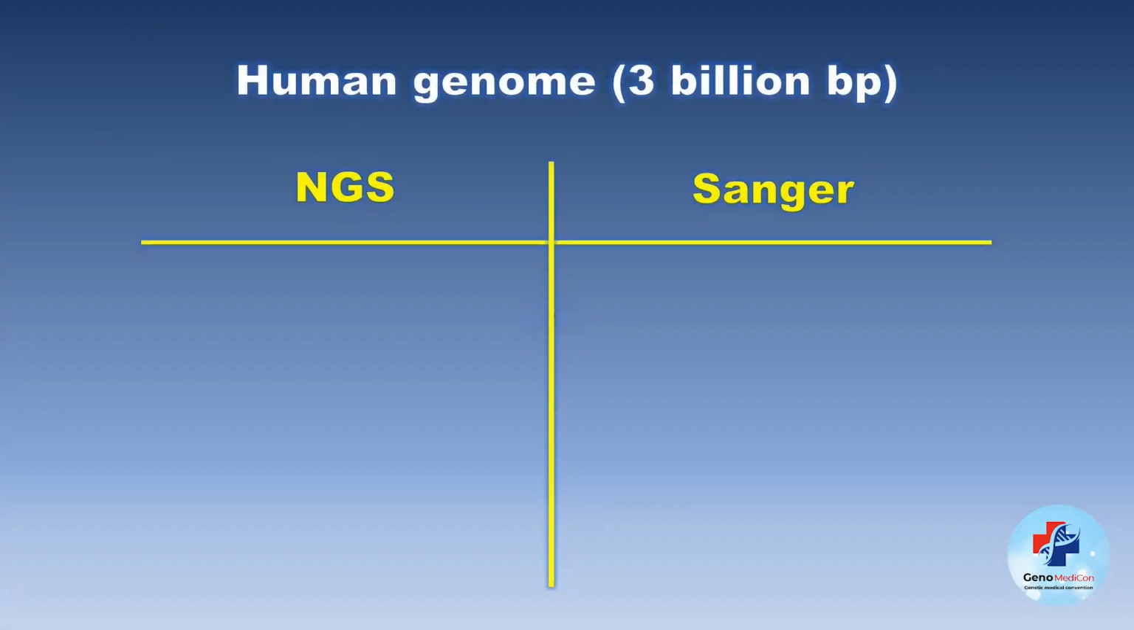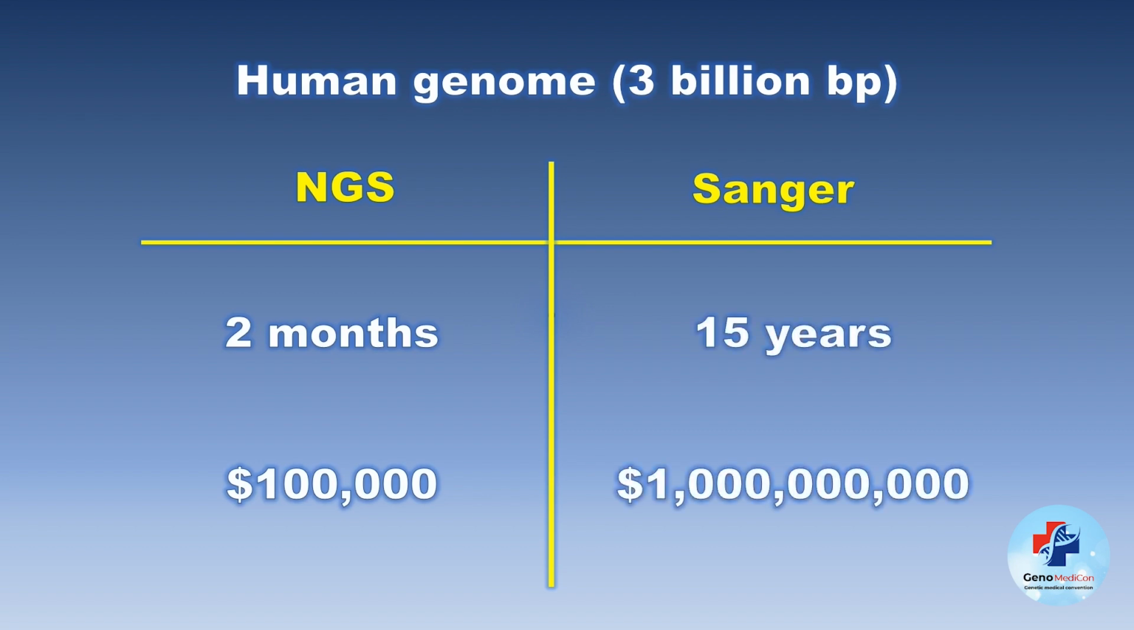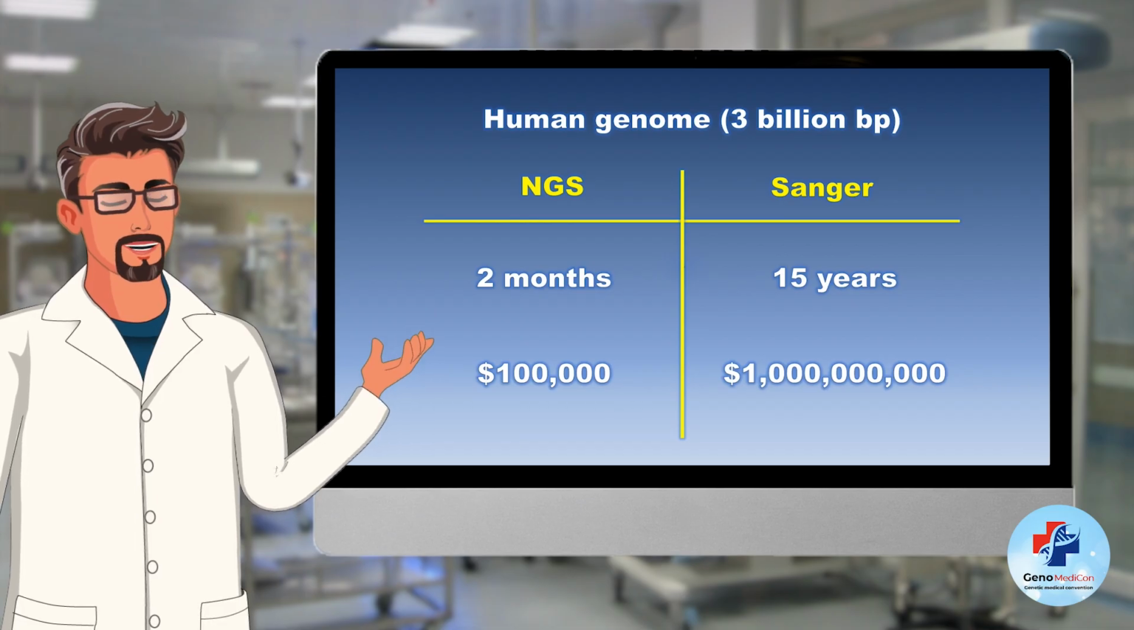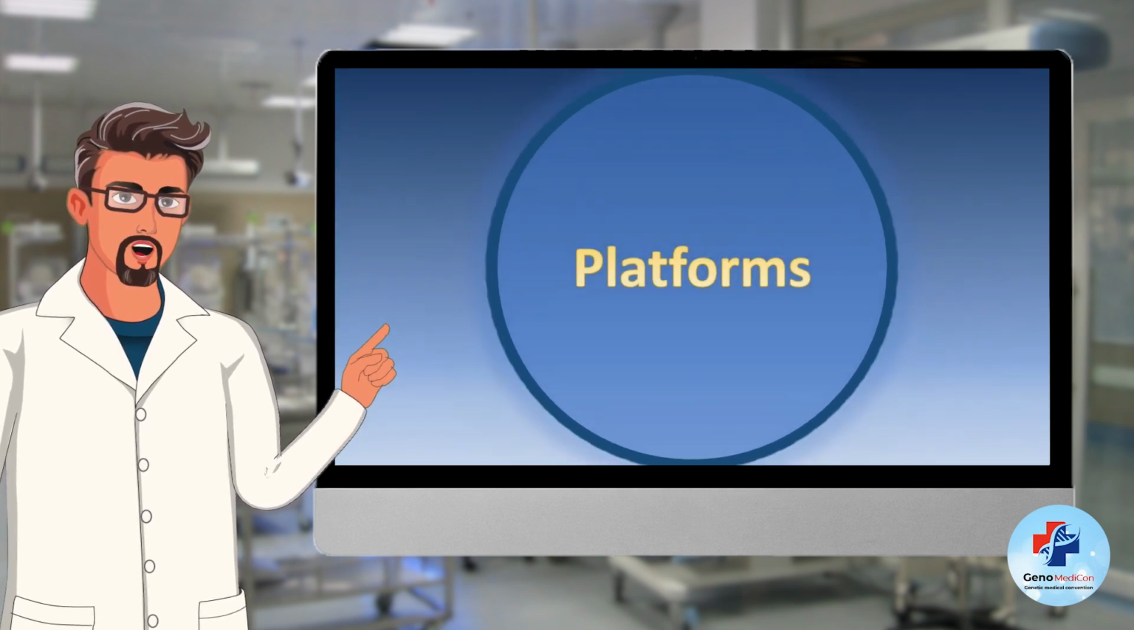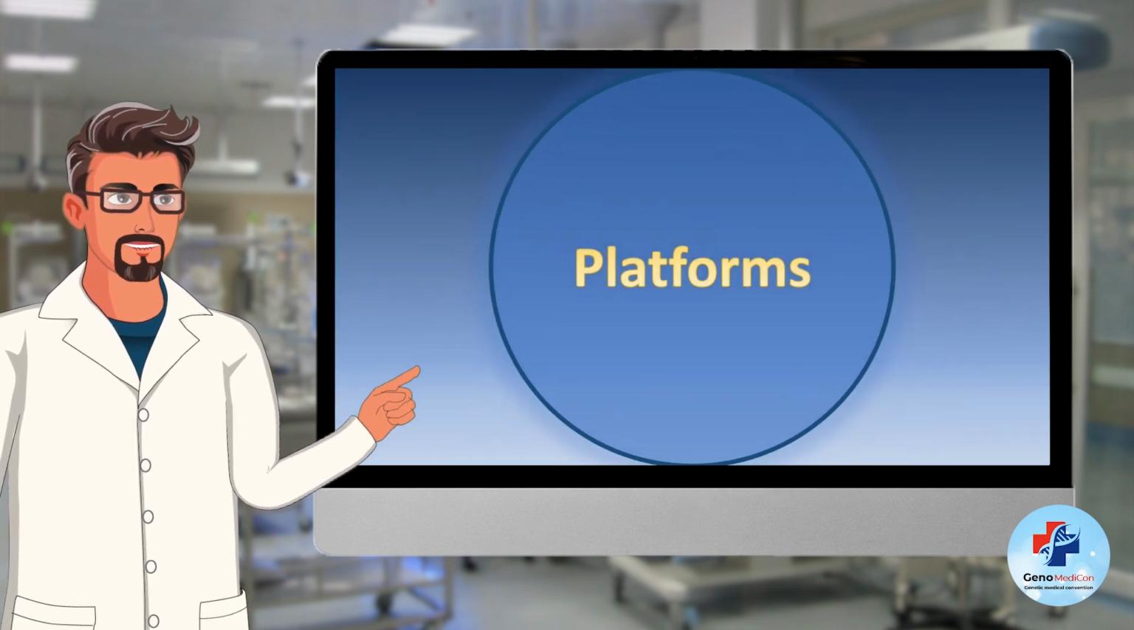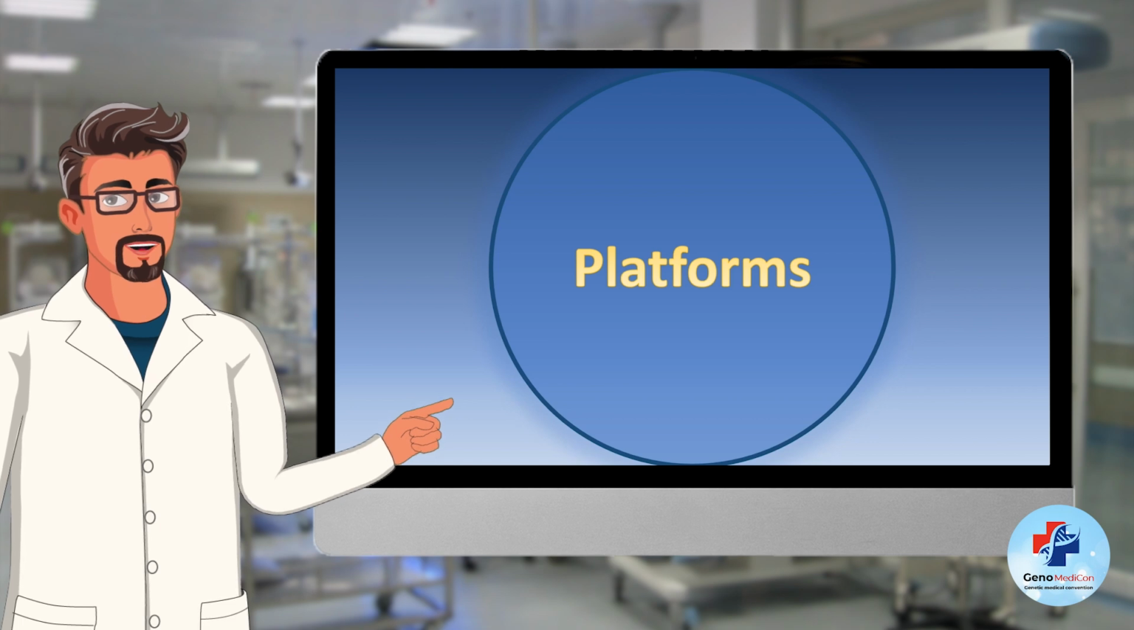To further put things into perspective, the sequencing of the human genome, which is about 3 billion base pairs long, using the 454 genome sequencer was completed in 2 months, with a cost of about $100,000. In contrast, it took 15 years with Sanger sequencing, required multiple collaborations across the world, and ended up costing approximately $1 billion. So far, several platforms of sequencers have been developed, each with their own advantages and shortcomings.